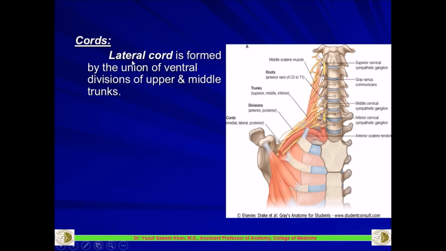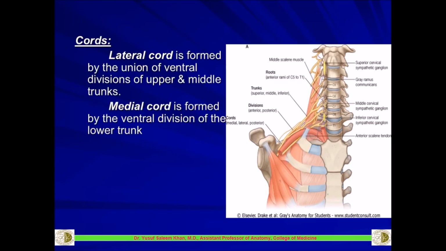So how are these cords formed? The lateral cord is formed by the union of the ventral division or the anterior division of the upper trunk as well as the middle trunk. The medial cord is the continuation of the anterior division of the inferior trunk. So the inferior trunk continues as the medial cord. So the medial cord is formed by the ventral division or the anterior division of the lower trunk or the inferior trunk.